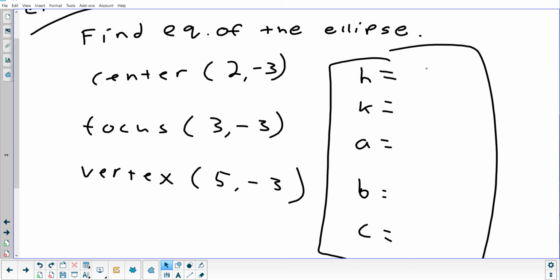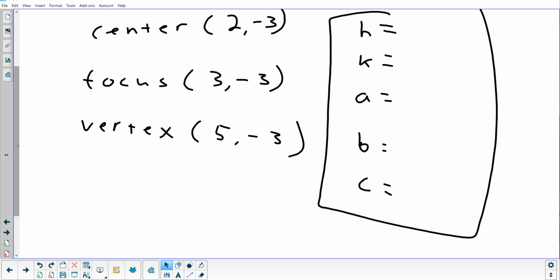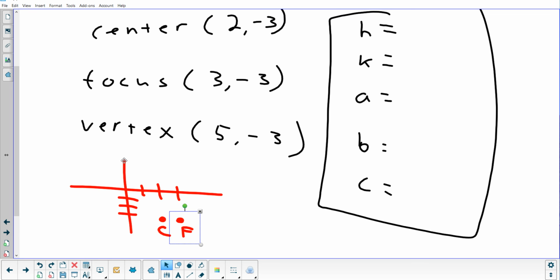Yeah. C. Okay, what's C? 1. C is 1. C is the distance between the center and the focus. If you can't see it, then sketch it. Here's your center. Right 2, down 3. Your focus is right 3, down 3. The distance between the center and the focus is 1 unit.